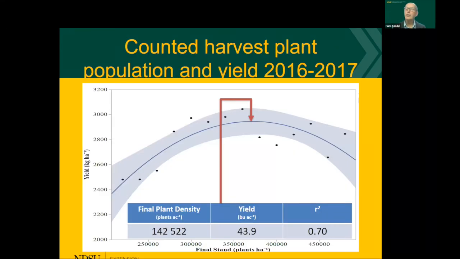We did calculate the plants that were in the field, and then at the end of the season we asked growers to give us their yield. So we graphed everything out, and we came to the conclusion, based on the farmer conditions, that if they had a final stand of about 140,500, then they maximized the yield. And in this particular set, it was about 44 bushels for those farmers.